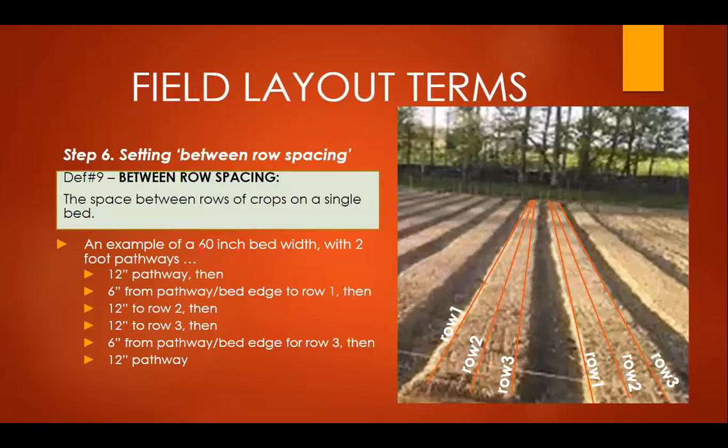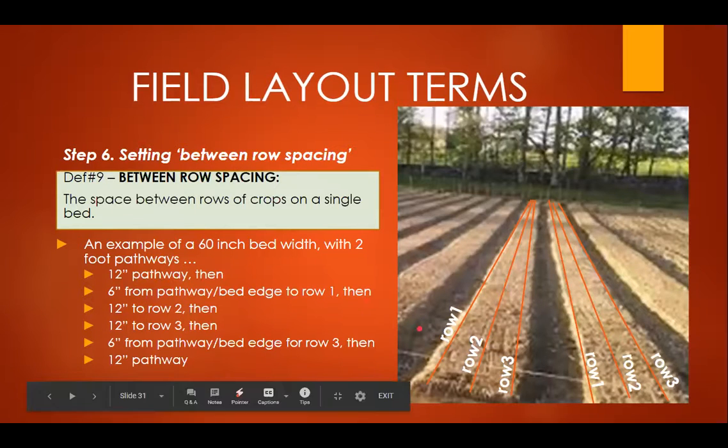Here is another example using a 60-inch bed width. If you choose to use a 60-inch bed width, you're looking at 12 inches of space from the middle of the pathway to the edge of the bed. Then you're looking at another 6 inches from the edge of the bed to row number 1. Then about 12 inches of spacing to get to row number 2, another 12 inches to get to row number 3, and then another 6 inches on the side of the bed, and then another 12 inches on the pathway. So your between row spacing ends up becoming 12 inches in between rows.